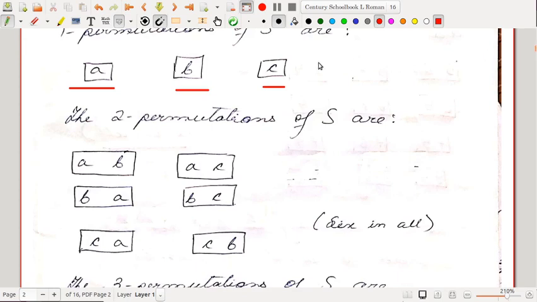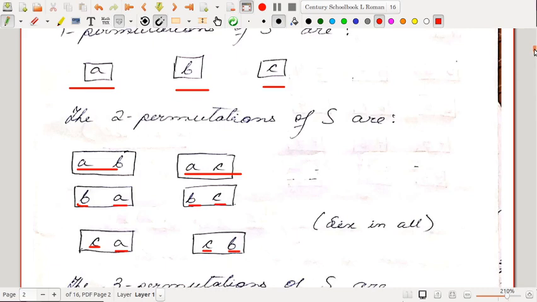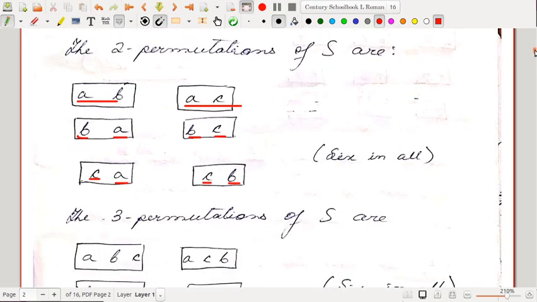The two-permutations of this set are: you take A first followed by B, then A first followed by C. Next you go to B first followed by A, then B first followed by C. Then start with C followed by A, then C followed by B. So there are six two-permutations of the set having three elements, right?